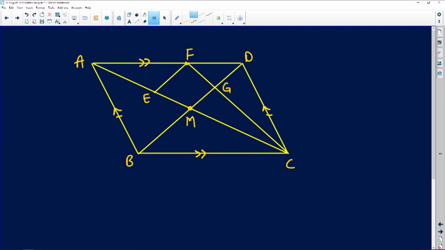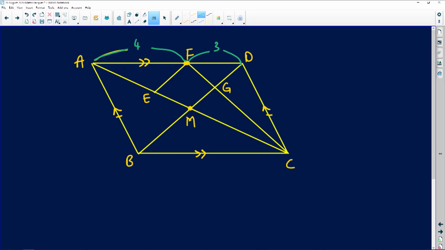Then it says, F is a point on AD such that AF to FD is 4 to 3. Now, folks, if that was 8 to 6, then it represented a length. A ratio is represented in simplest form. Okay, so that is a ratio. This that they gave us is a ratio.